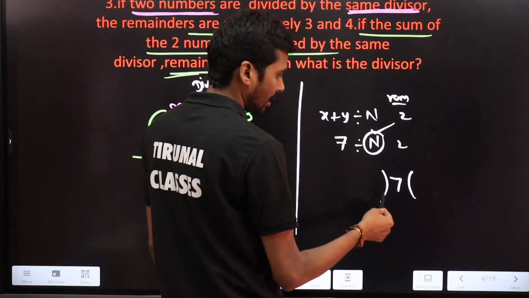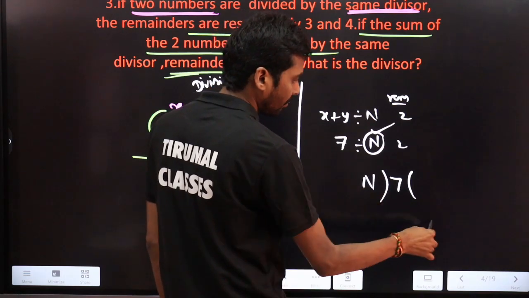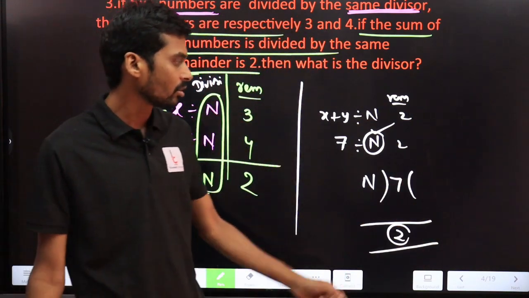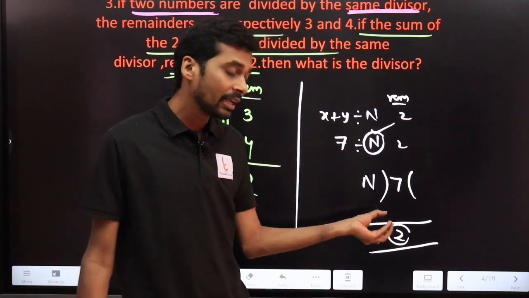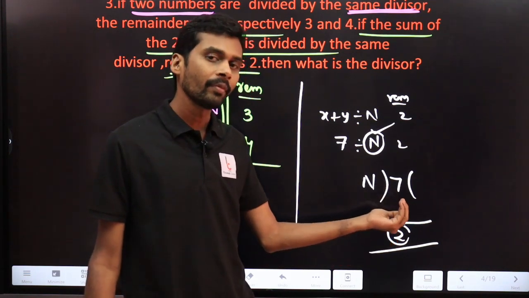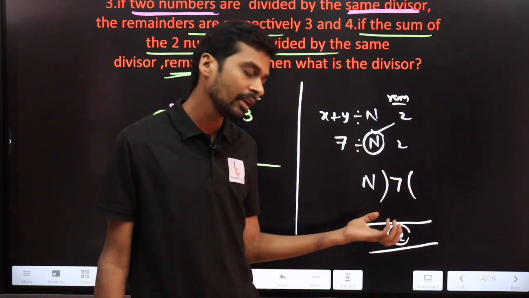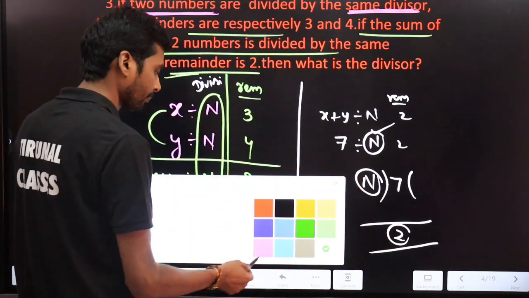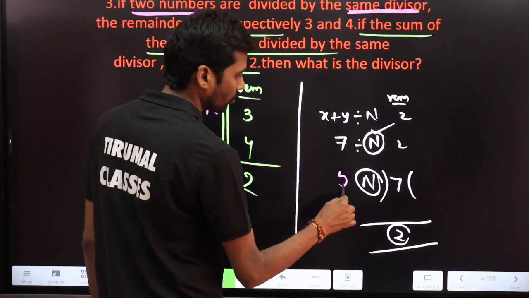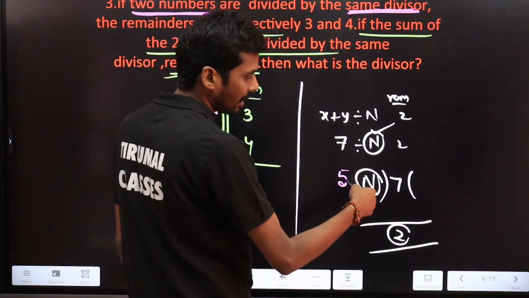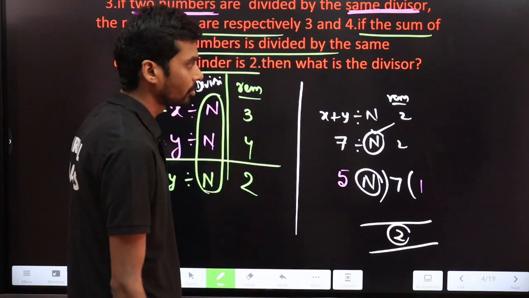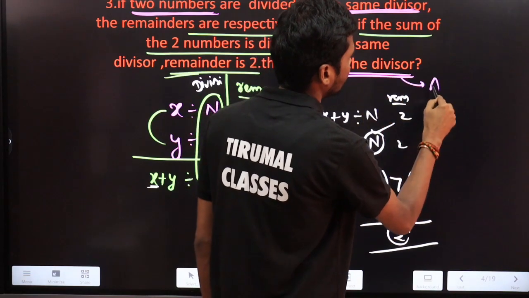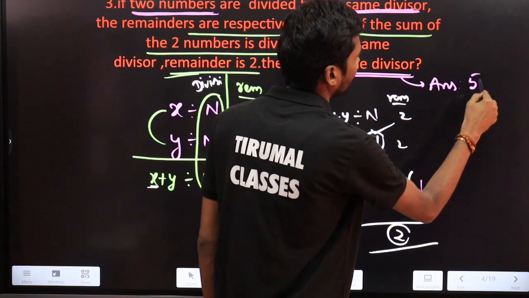See, the number 7 is divided with a particular number, then finally I have the remainder 2. So now you tell me, 7 is divided with which number, we'll get the remainder 2? It's a very simple one, right? The number is nothing but 5. When I divide 7 with 5, I'll get the remainder 2. So the divisor is nothing but 5, and the final answer is 5.